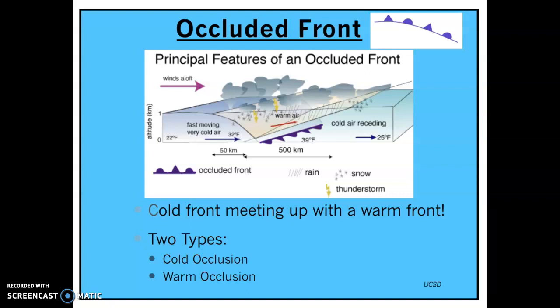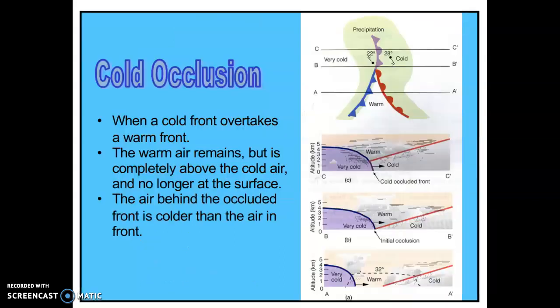And when you've got a merging of these two fronts, you get what's called an occluded front. And it has features of both types of fronts all at once. And there are 2 types of occlusions: cold occlusions and warm occlusions. So cold occlusions, again, this is when the cold front overtakes the warm front. The warm air remains but is completely above the cold air. So basically it's forcing all that warm air up. So you have very cold and cold air on the bottom, and aloft is warm air. And the coldest air is behind the cold front. So again, in this area.